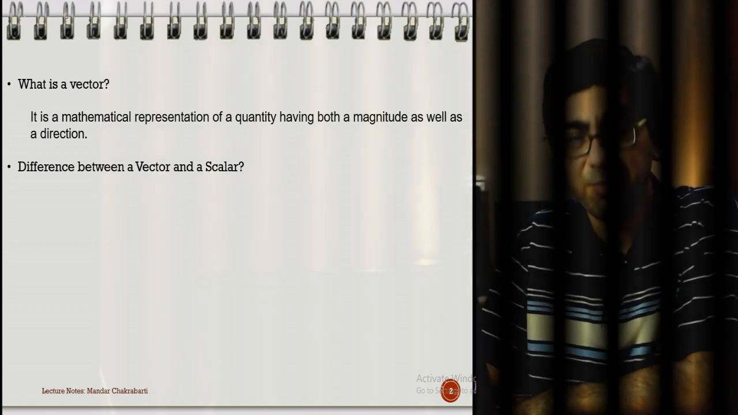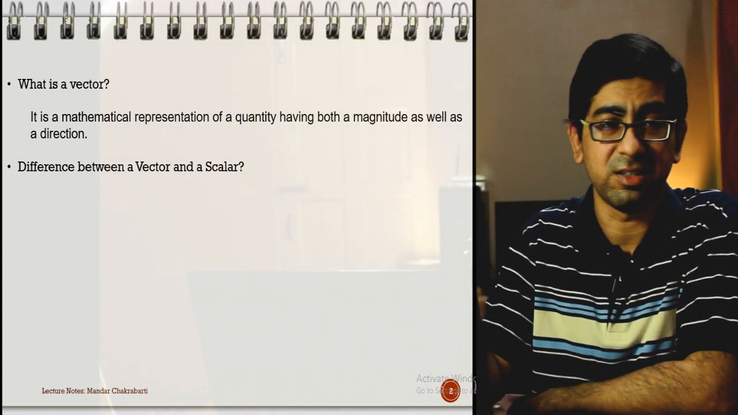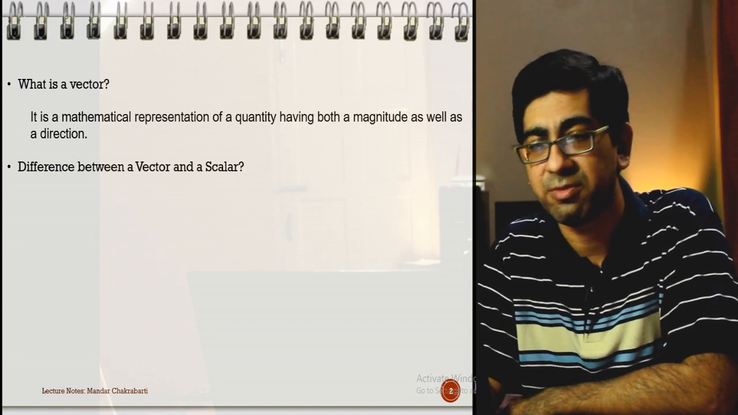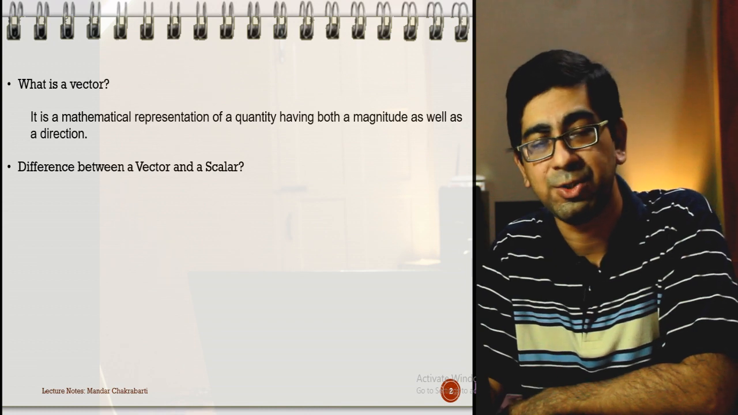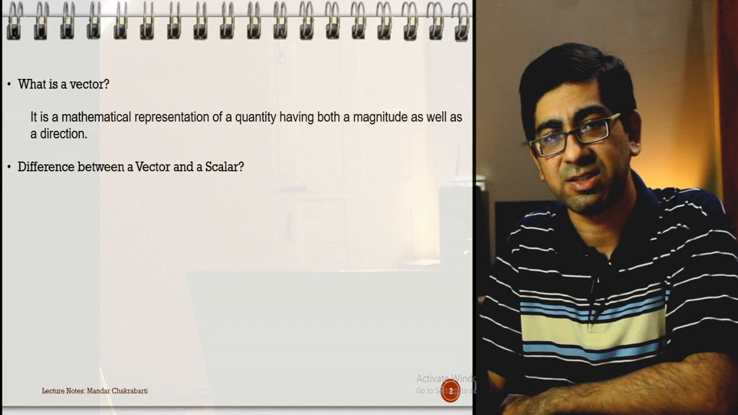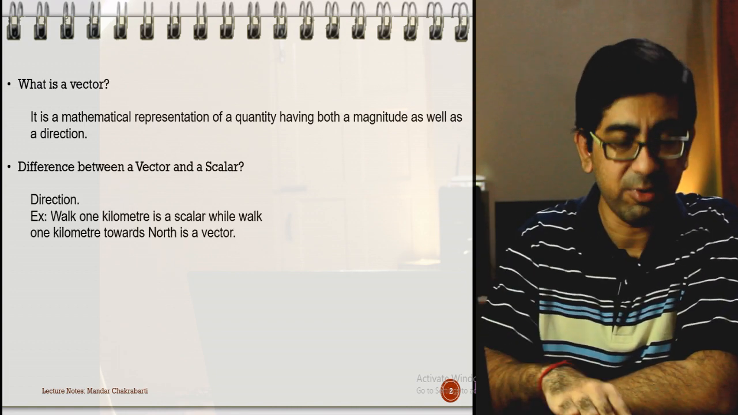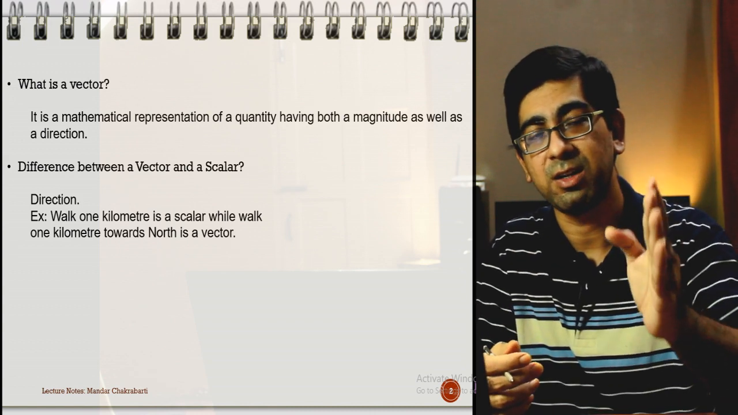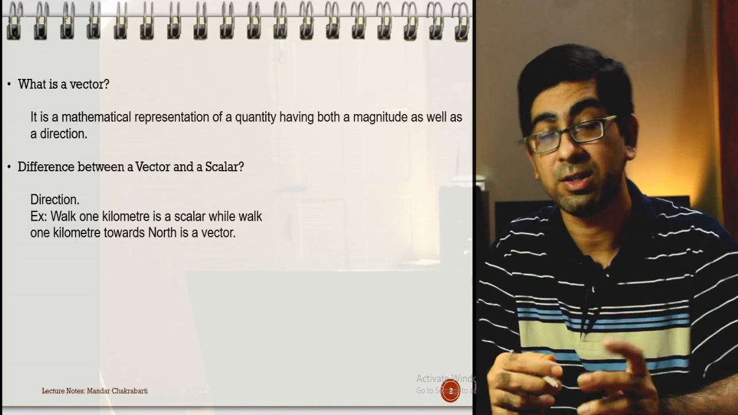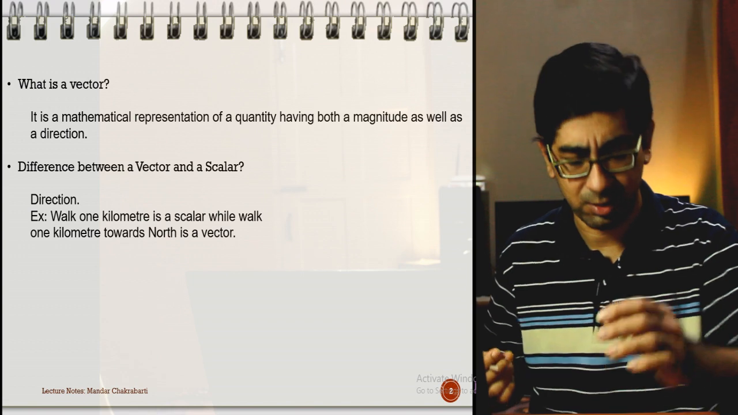Okay, so basically, if I were to consider what is a vector. Now, vector is a concept of mathematics. So, it is a mathematical representation of a quantity having both a magnitude as well as a direction. What's the difference between a vector and a scalar? The primary difference is direction. So, if I were to tell you, please walk 1 kilometer, then that would be a scalar situation. But if I were to tell you walk 1 kilometer north, then that becomes a vector representation.